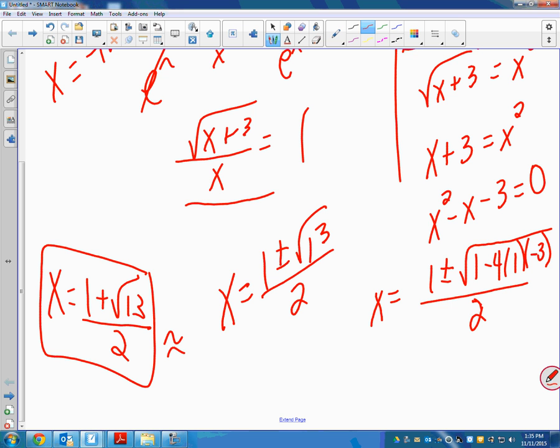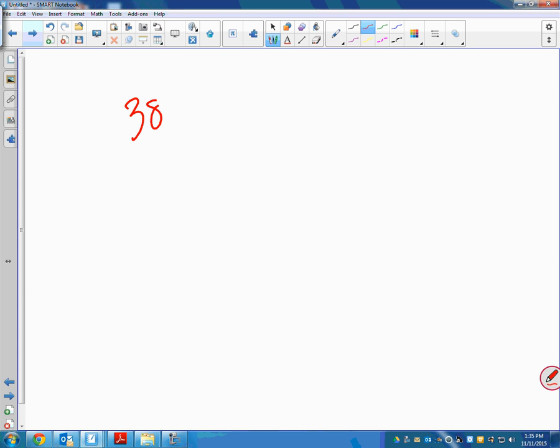Divided by 2.3028. If you're going 4 decimals, I think they did 4 decimals. Number 38 is very similar to this, except it's logs instead of ln's. As well as 37. So same idea here.